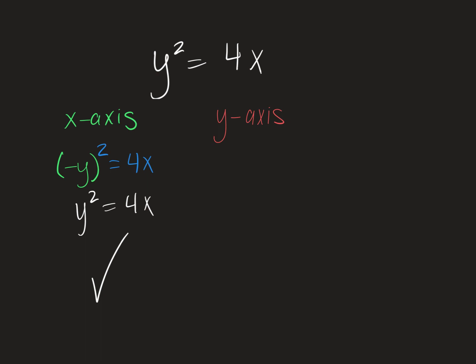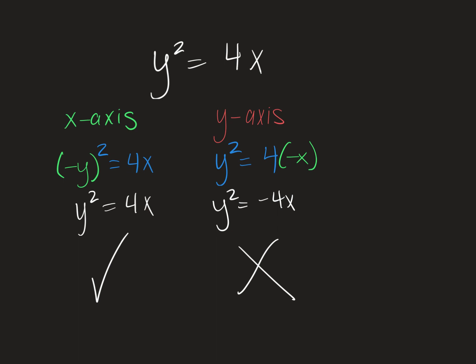Right. Okay. So for the y-axis, we are replacing the x with a negative x. The y squared part will stay the same, but we're plugging in a negative x. So when we work through that, we get y squared equals negative 4x. Does that look different than this? Yes. So that means there is not y-axis symmetry. Does that make sense? Okay.